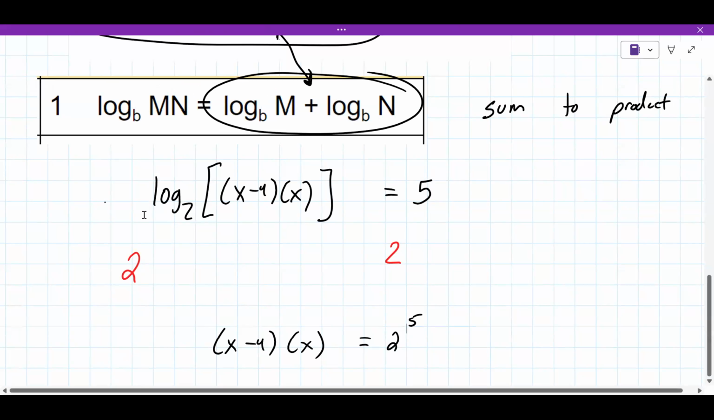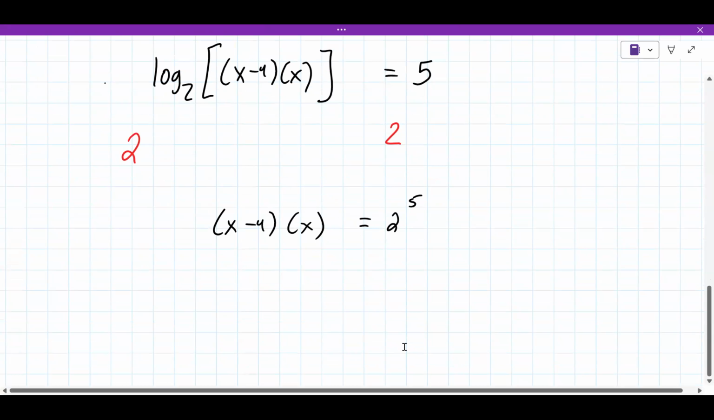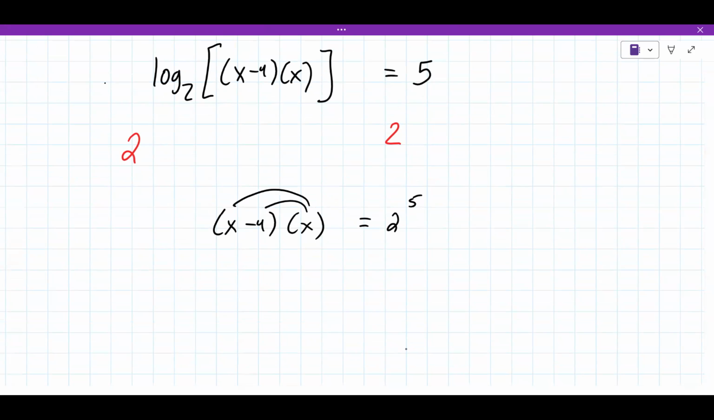So this base to an exponent undoes the log. On the right, you get 2 to the 5th. Could you tell me what 2 to the 5th is? 32. 32, very good. So on the left, we can also distribute this x into both. So this is x squared minus 4x equals 32. Okay.